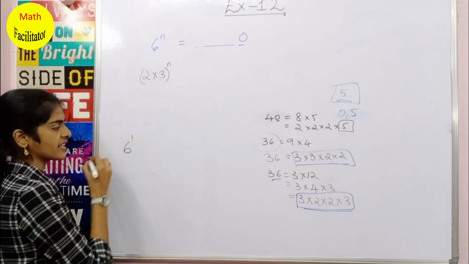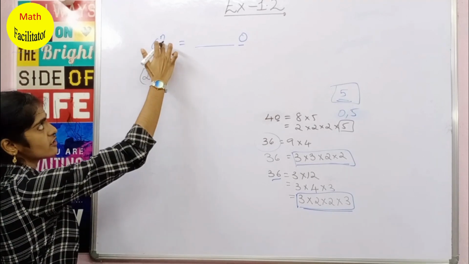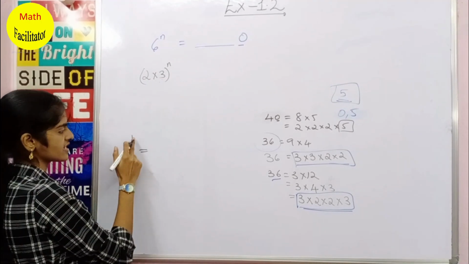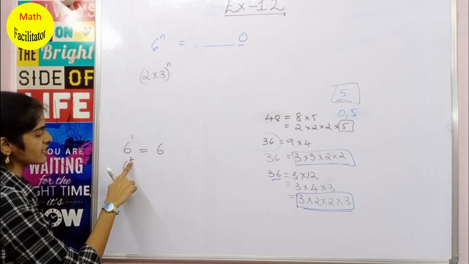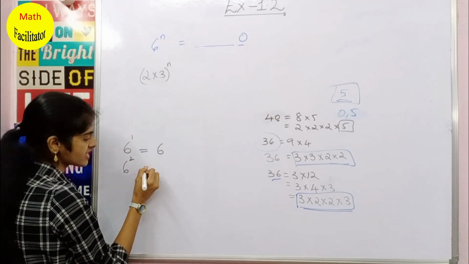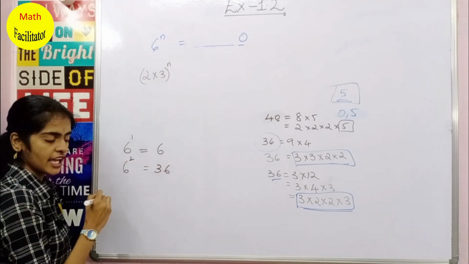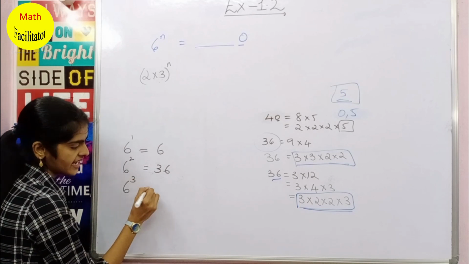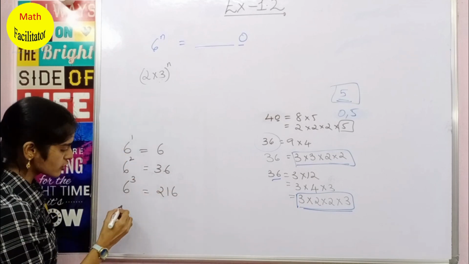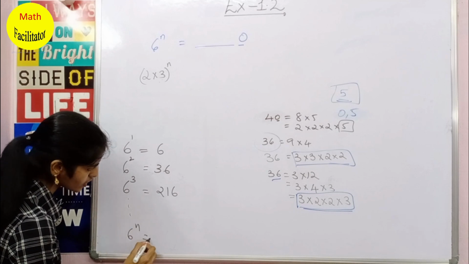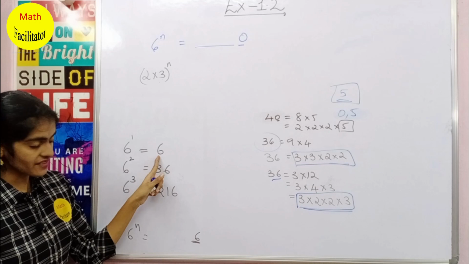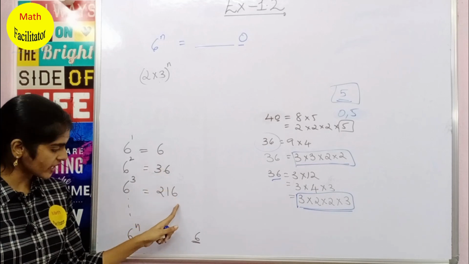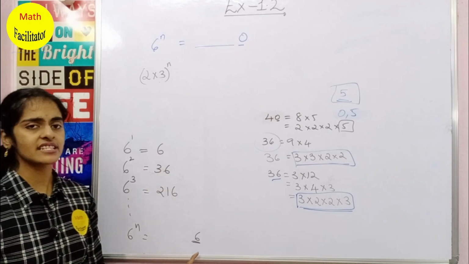So 6 power 1 is what? In place of n I am taking 1, so 6 power 1 is 6. Now if you take 6 power 2, in place of n I am taking 2, so what is 6 square? It is 36. If you take 6 cube, it is 216. So on, if you take 6 power n also, you'll have 6 in the units place. Here you can see you have 6 in the units place in all the cases.